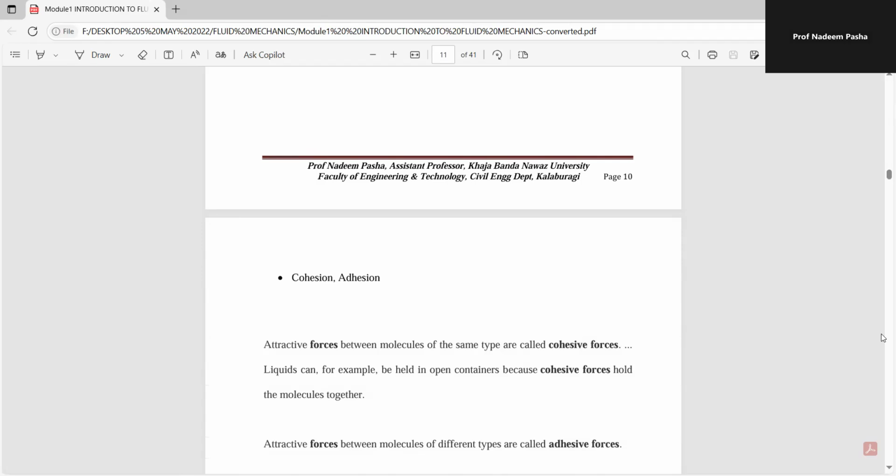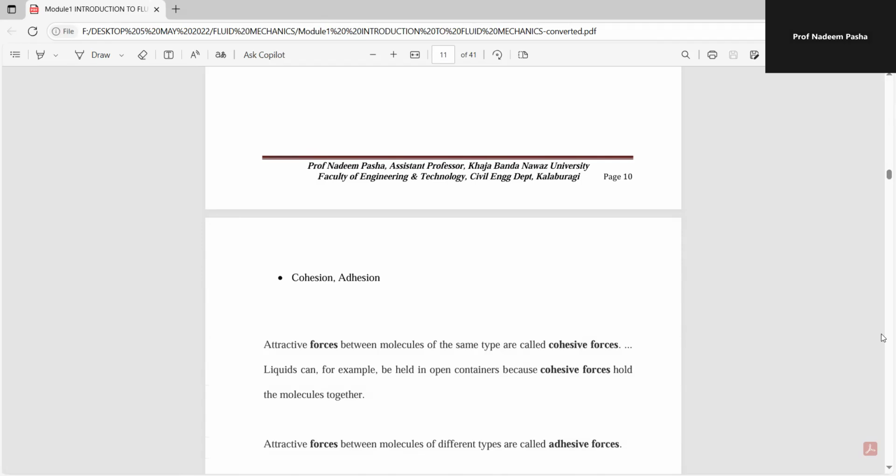Before moving to the next topic, I will just do a recap of the things which we have studied today. What is fluid mechanics? It is a branch of civil engineering that deals with the study of fluids at rest as well as in motion. So what is a fluid? A fluid is a combination of solid, liquid, gas, oil, petrol, honey, etc.